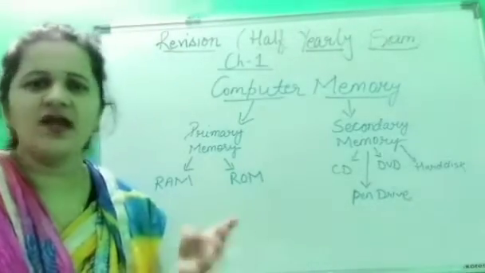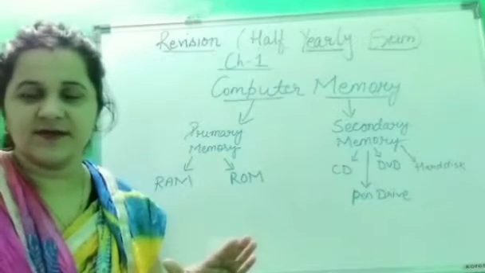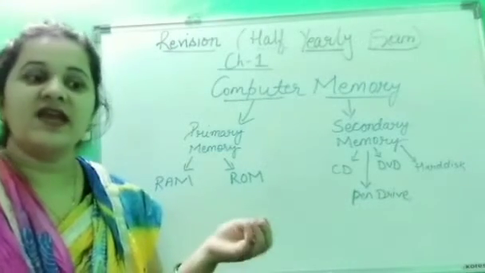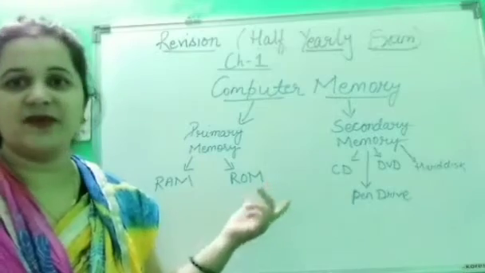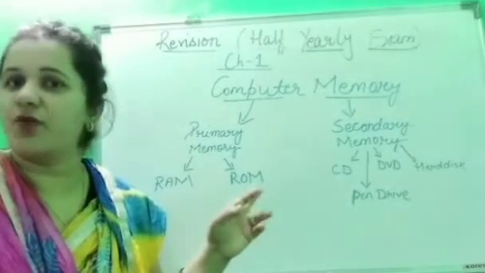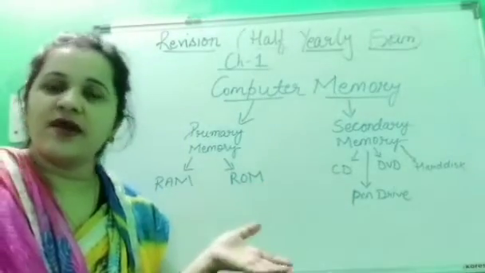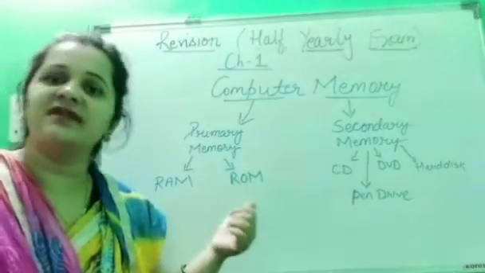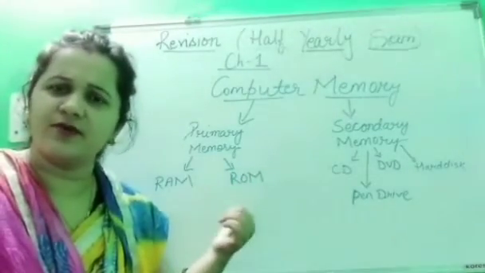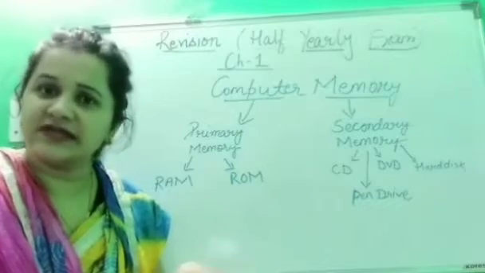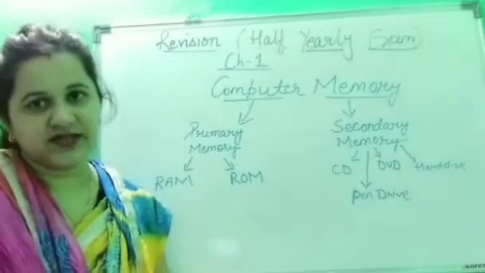Light has gone, there is no effect on it. No program will get lost. Suppose the MS Paint program is stored on the computer in the ROM memory. When the light has gone and again you switch on the computer, you will get that program already installed. It will not get lost. So that is why ROM is non-volatile in nature.